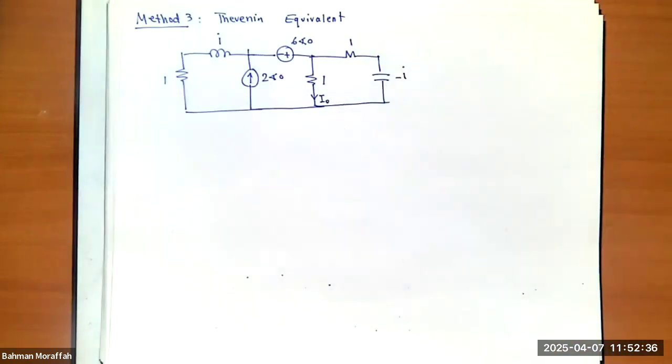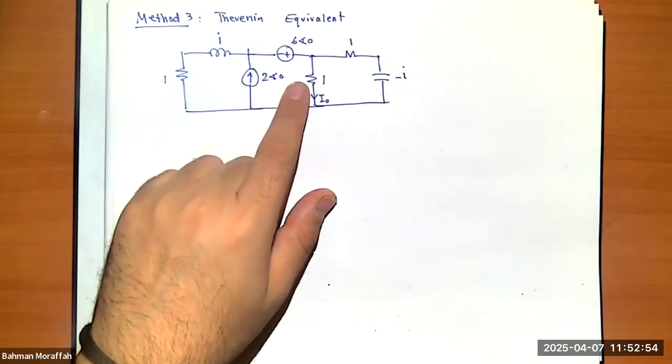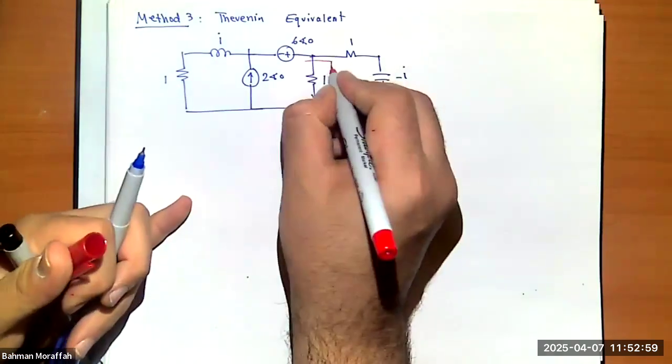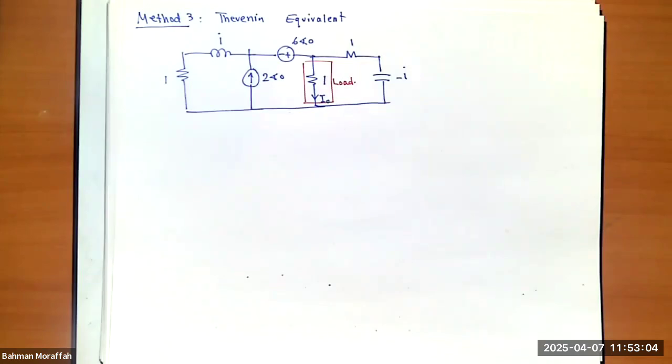Right? How do we do Thevenin? What is the first step in doing Thevenin? We got to determine what the load is. What is the load? This is 1. This one is the load. Why? Because I'm interested in this I naught. So this is the load. Now I know what the load is. I know the rest of the circuit is my black box. Right? What I need to do is to find V Thevenin, which is the same as V open circuit.